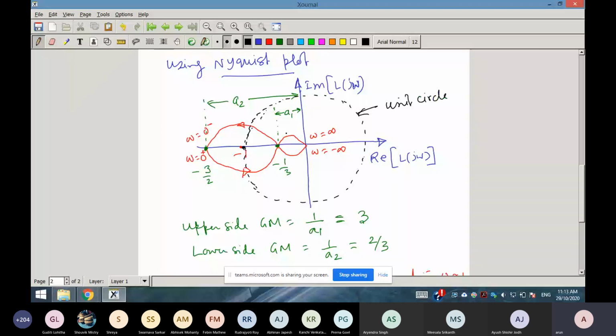So what is your phase margin? This is your gain crossover frequency. The gain crossover frequency is this one, and what is your phase margin? Either this one, upper side or lower side phase margin, as I said, it is the same. That you can also see from this figure. So this phi is your phase margin.